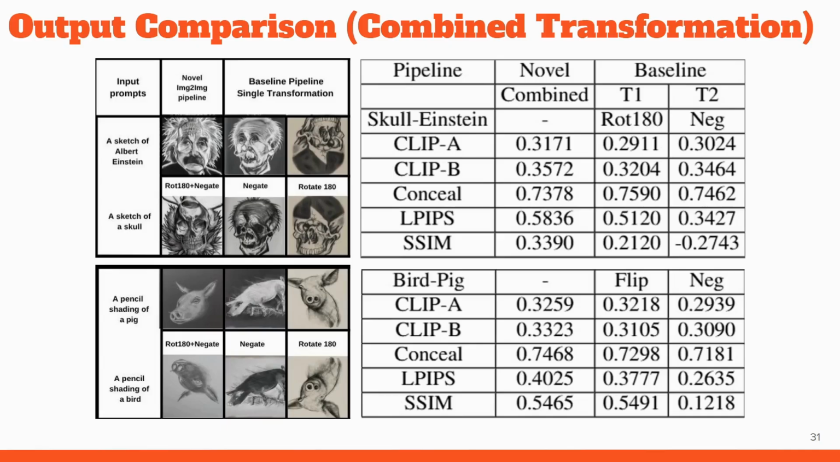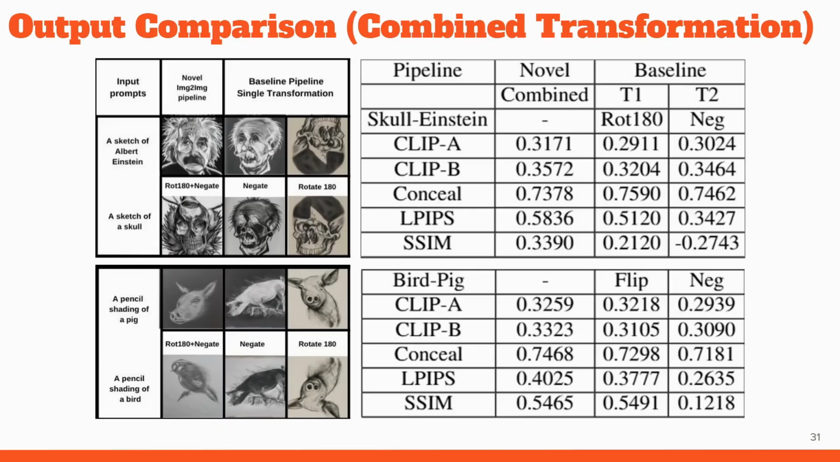LPIPS measures perceptual difference between the transformed views, and higher values are desirable because the two views should appear meaningfully different when the transformation is applied. Finally, SSIM measures structural similarity. Since our transformed views often represent completely different concepts, moderate SSIM values are expected rather than extremely high ones.